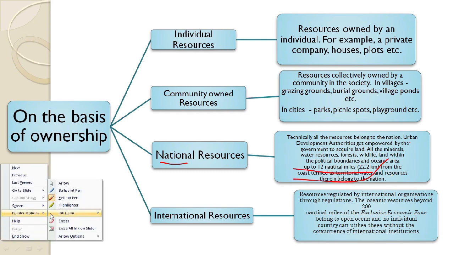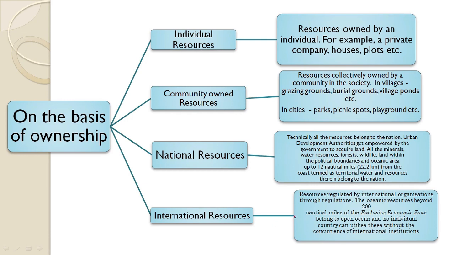Next one is international resources. Resources which are regulated by international organizations through regulations. These kinds of resources are known as international resources. Now students, there are different types of regions in the world where different countries can claim that, for example, this X region comes within my territory, or that Y region comes within my territory. So in order to regulate these international resources, international organizations come into force.